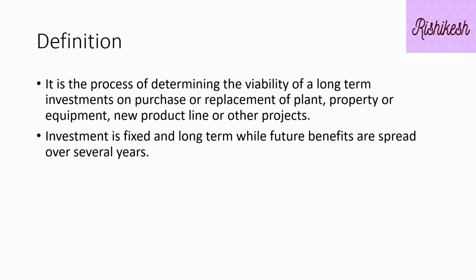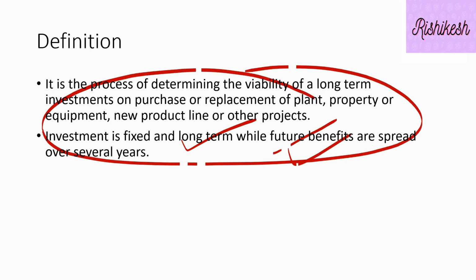Now let us define capital budgeting. It is the process of determining the viability of a long-term investment on purchase or replacement of plant, property or equipment, new product line or other projects. So basically, once you're making a long-term investment, whether you are going to buy a plant, build up a plant, buy an equipment, buy a property, build up a property, anything, or introduce a new product line, any investment that you're going to do, which is a long-term investment and involves a lot of capital, that is where you have to determine the viability of this long-term investment.